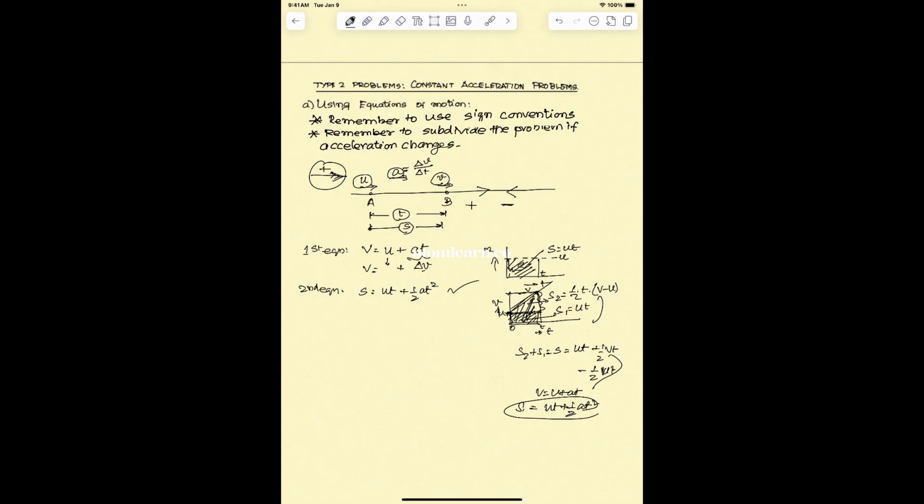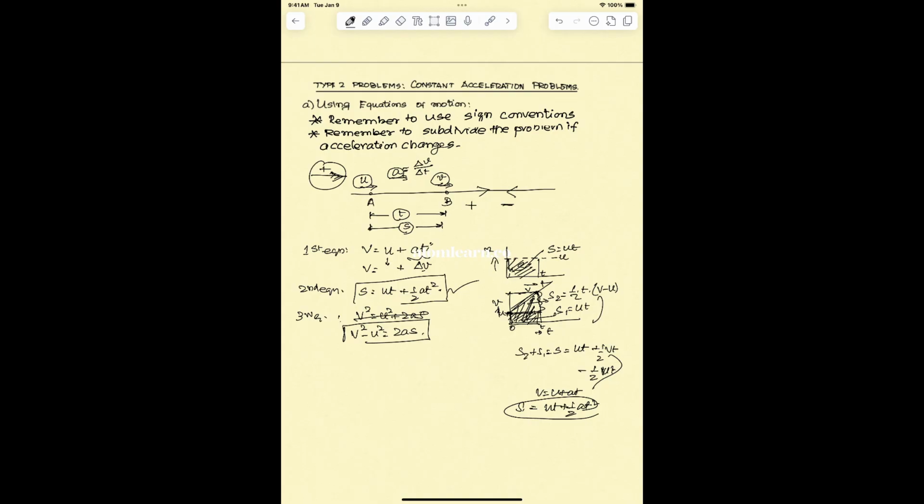Then the third equation of motion, which you are aware of, is V squared equal to U squared plus 2AS, or you can remember it as V squared minus U squared equal to 2AS. How we got it is nothing but eliminating time t. First equation contains t, second equation contains t. Therefore, substitute from the first equation t equal to (v minus u) by a, put it in the second equation and simplify it, and you will get this. This is now the third equation.